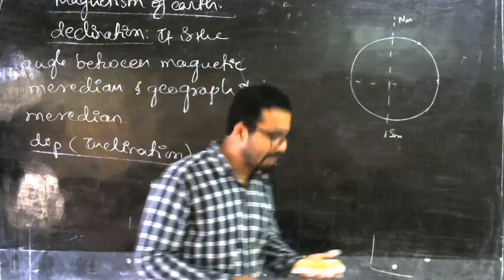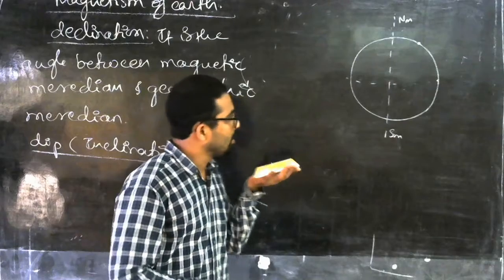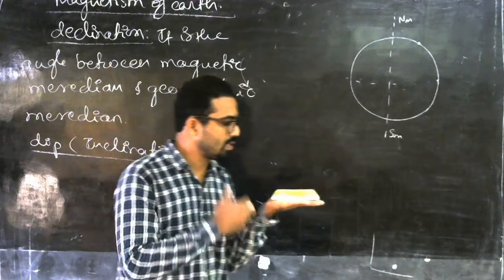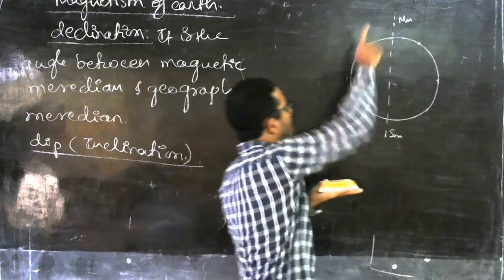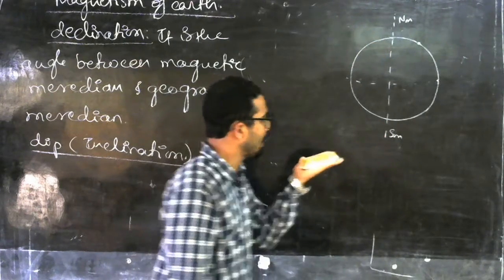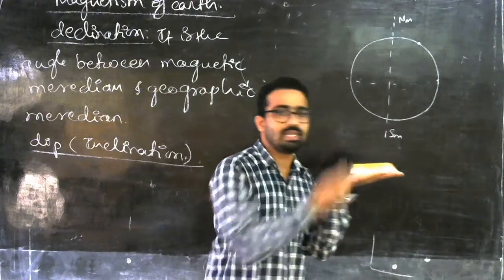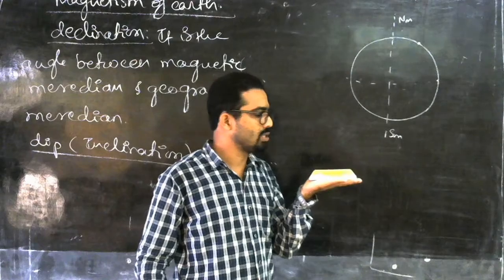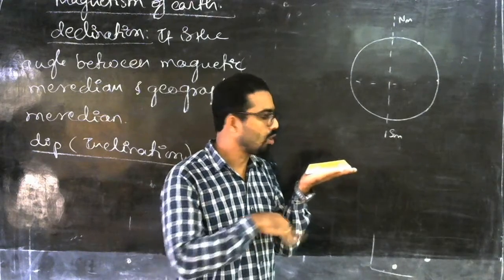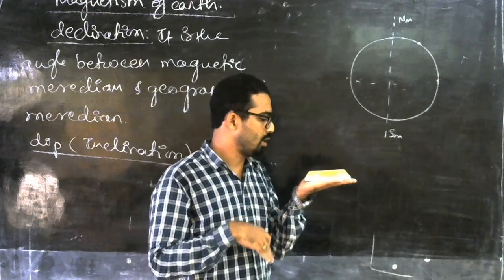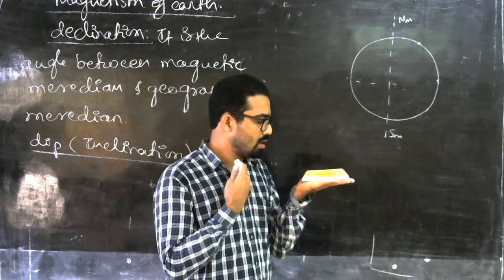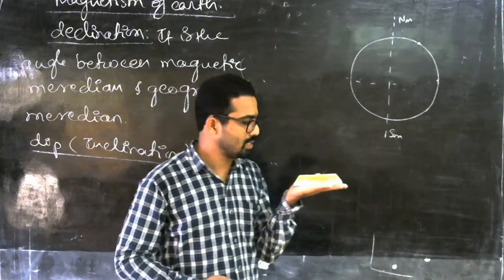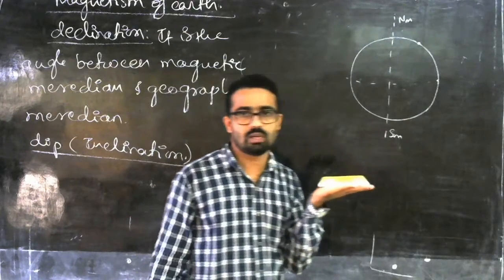If you have a magnetic needle, what will happen is the needle will align in the direction of north and south. It will align like this. Let's say this is our north, this is our south. So I am on the surface of Earth on the equator, and the needle of that compass is aligned in the direction of north and south.